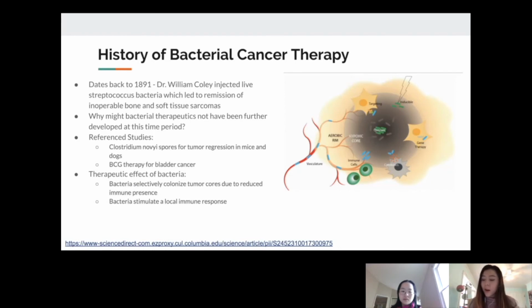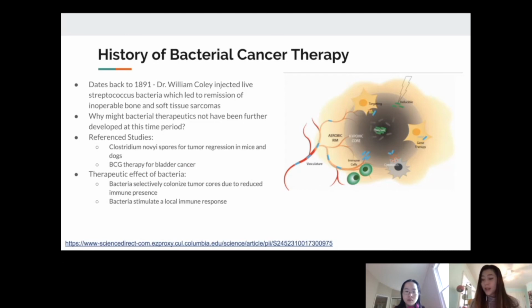So this seems like a very early use of bacterial cancer therapy, but it was not well developed over the next years. Why is this? In general, we believe that it's because it was an extremely risky way of proceeding at that time period. Antibiotics were not widely available, so injecting patients with live bacteria was not a super viable cancer treatment method.